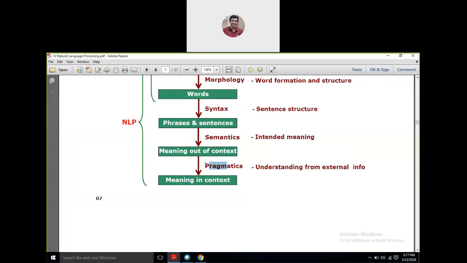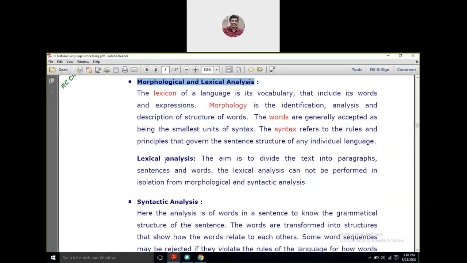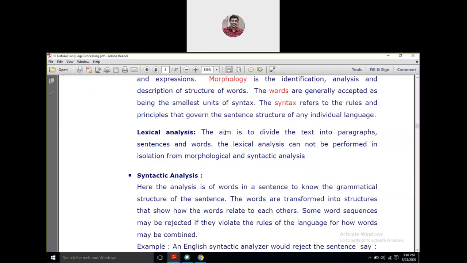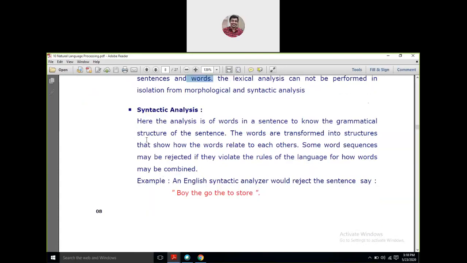Now we have the steps in natural language processing. The first one is the morphological and lexical analysis, that means going to the lexicon part and seeing its morphology. Lexical analysis aims to divide the text into paragraphs. To reach a lexicon, the normal process is to break the overall paragraph into sentences and sentences into words, and then go for lexical analysis. That means the smallest part of analysis is up to the word level. Next comes syntactic analysis.